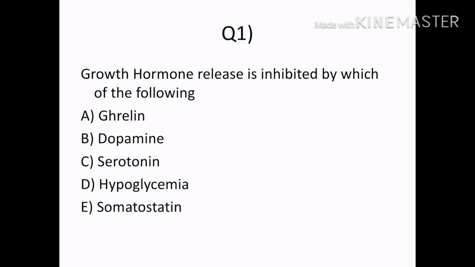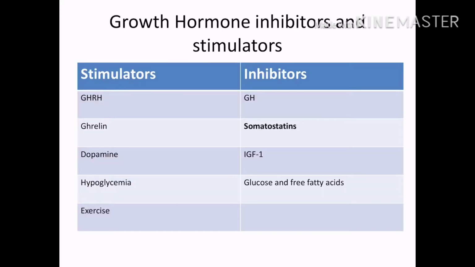Growth hormone release within the body is very finely managed. There are certain stimulators of growth hormone release and certain inhibitors. This table gives us a few of them. As you can see, the stimulators include growth hormone releasing hormone, ghrelin, which is a hormone, dopamine, hypoglycemia, and exercise.